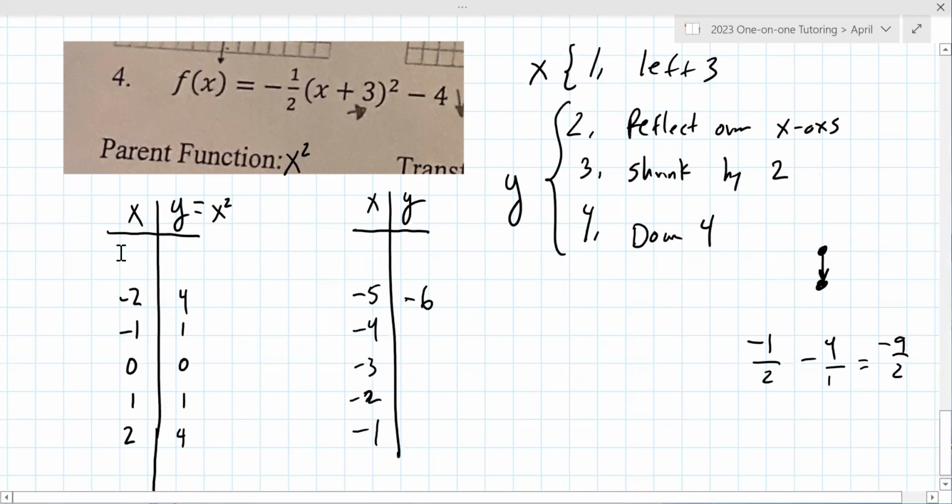Now you probably noticed I left some room up here. So what happens when you square -3? What does that become? +9. Is that any better than 1 when you divide it by 2? Well, it's still a fraction, right? 9 divided by 2, that's still a fraction. All right, I know I'm losing you here.